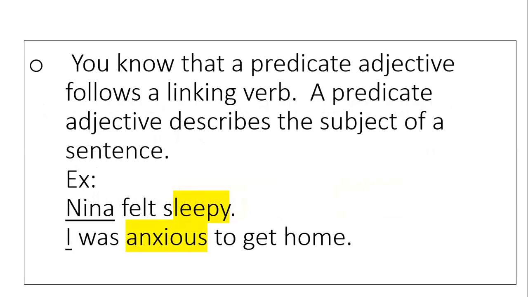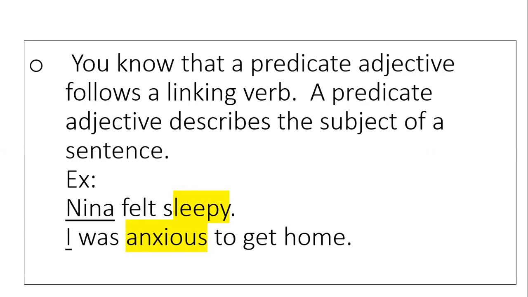You know that a predicate adjective follows a linking verb. We already covered this lesson. A predicate adjective, as you already know, describes the subject of a sentence. Example: Nina felt sleepy. How did Nina feel? She felt sleepy. Sleepy is the adjective in this sentence. In this case, it's a predicate adjective because it's describing the subject of the sentence.